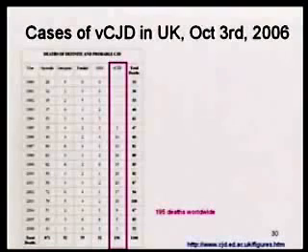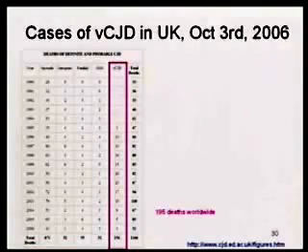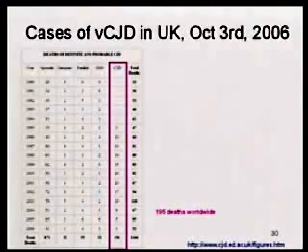This shows the British outbreaks. This is just Britain. There's now 195 deaths worldwide from this, so it's not a huge problem. But what we've seen is the peak was around the year 2000. It seems to be dropping. We hope this is the end of it.